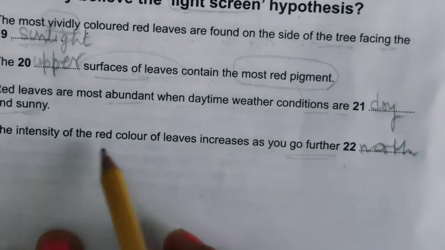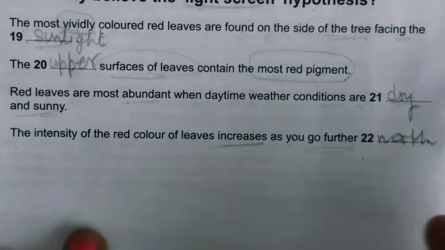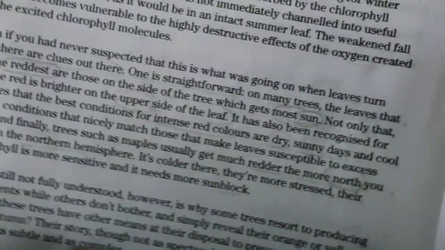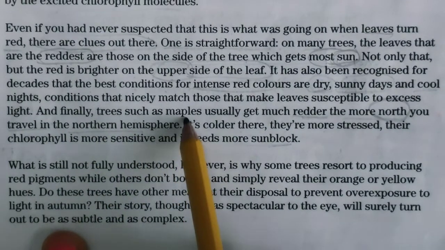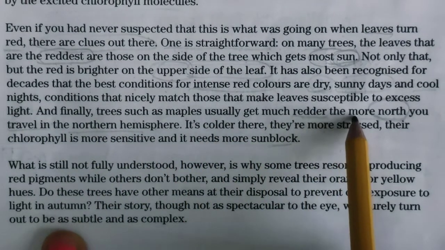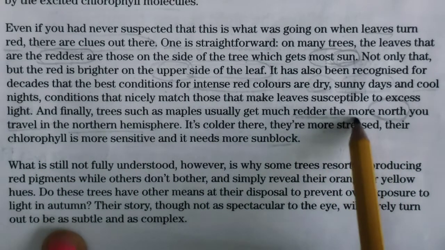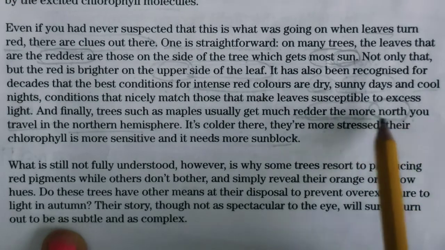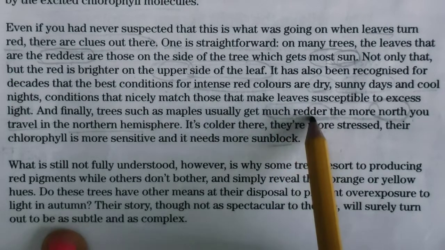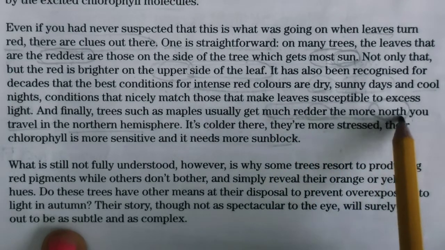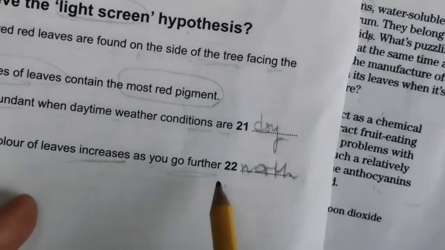The intensity of the red color of leaves increases as you go further. See, it is clearly written over here. And finally, trees such as maples usually get much redder the more north you travel. Redder the more north. More north, much redder means high intensity of red color. The more north you travel in the northern hemisphere. Okay, so the answer here is north.